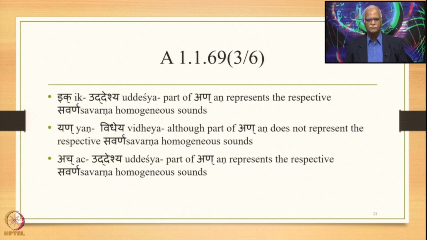Now, ik, which is uddeshya, as far as iko yanachi is concerned, we know that ik is part of an. And so, when ik is uddeshya, it represents the respective savarna homogeneous sounds. Yan is vidheya. Although yan is also part of an, now it will not represent the respective savarna homogeneous sounds because it is a vidheya now. Similarly, ach, which is also uddeshya and also part of an, represents the respective savarna or homogeneous sounds.